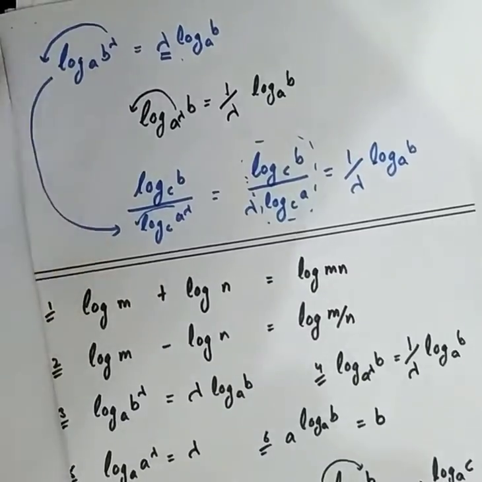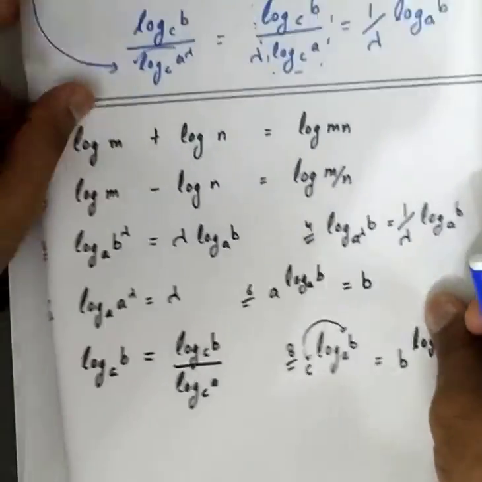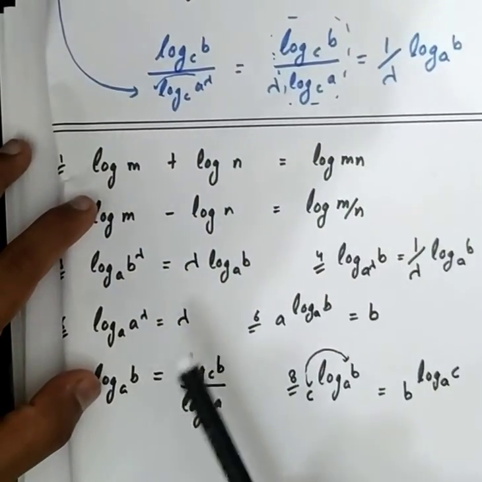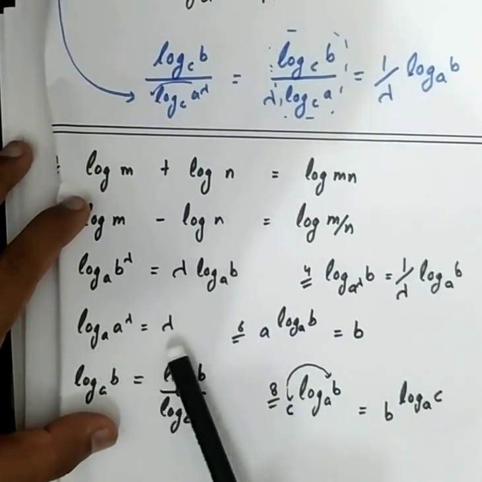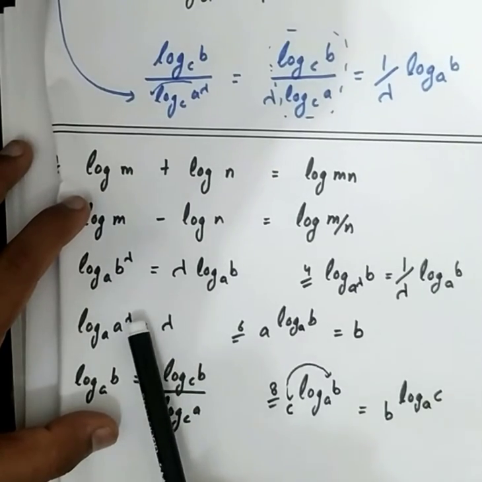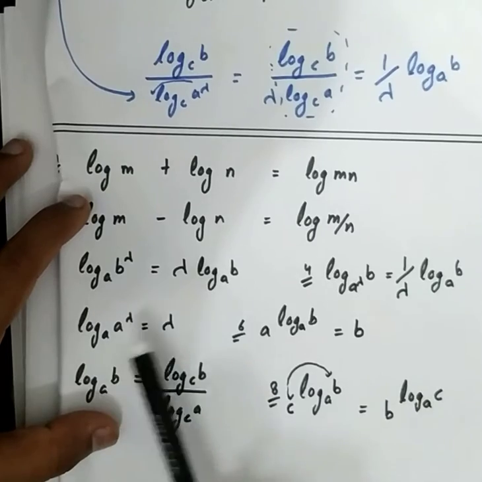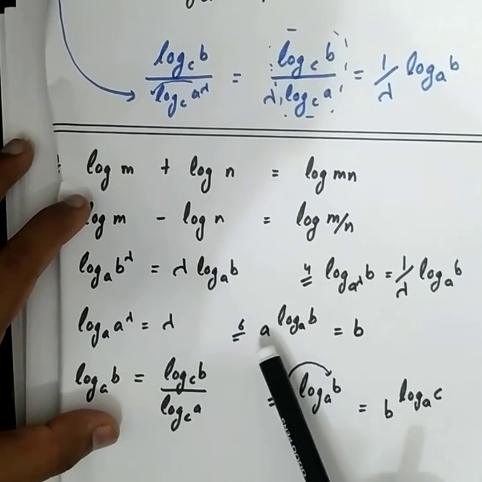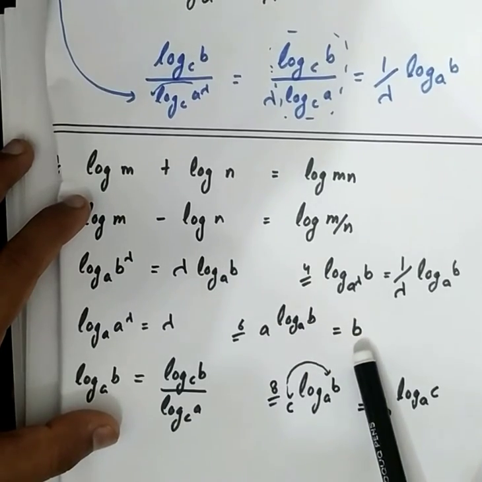Then we have this one, log a to the power lambda base a. This is equivalent to lambda. You can also think that lambda comes previous like in this property, and log a base a becomes 1, of course. Then if we have a to the power log b base a, if both these bases are the same, then this turns out to be b.